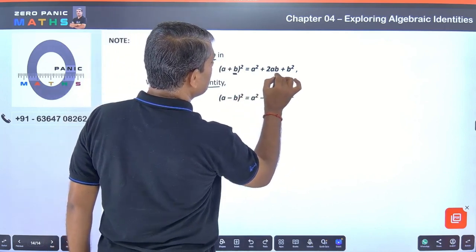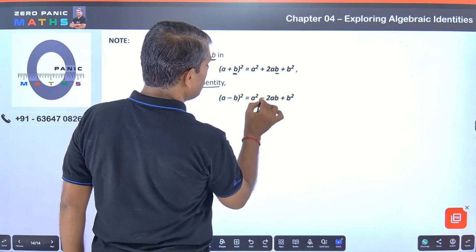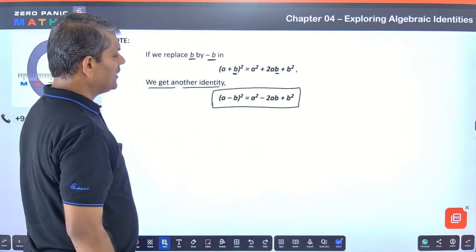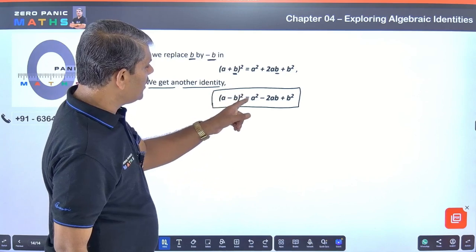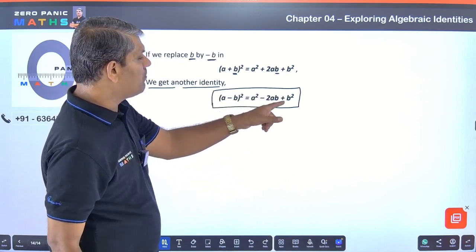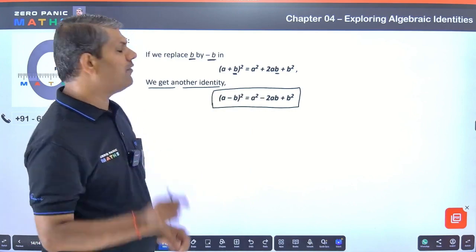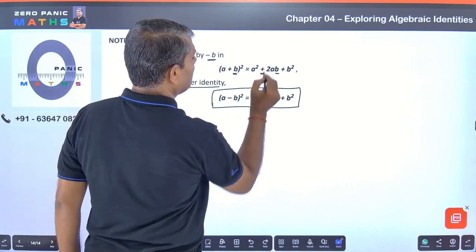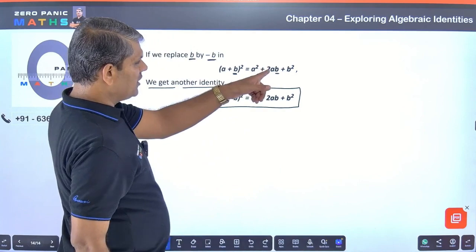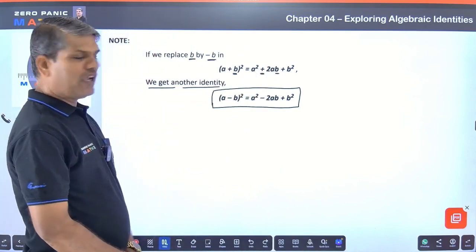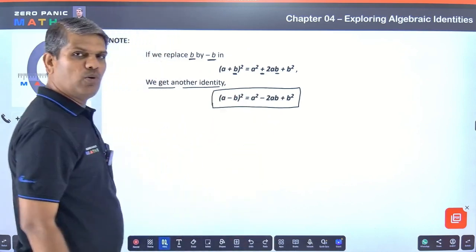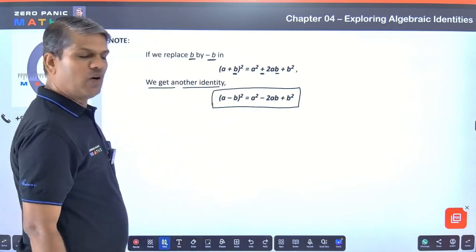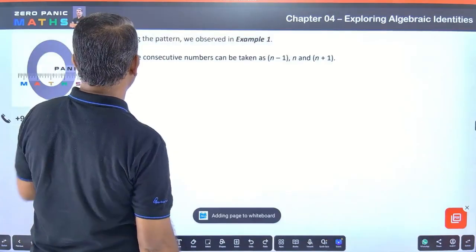Since I am substituting minus b here, this plus will also become minus, and we get a new identity: a minus b whole square is equal to a square minus 2ab plus b square. The simple difference between this identity and the earlier one is the sign of the middle term, 2ab, which is negative in the case of a minus b whole square. I'll not explain this anymore because you might know this already. Let us quickly see the examples based on this.